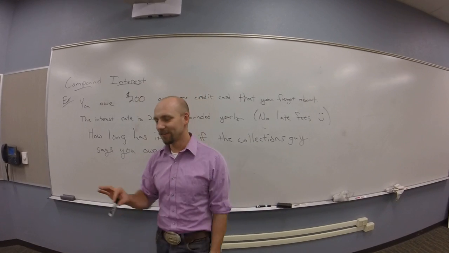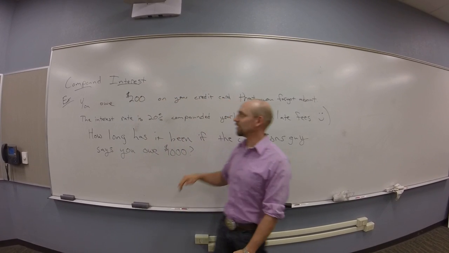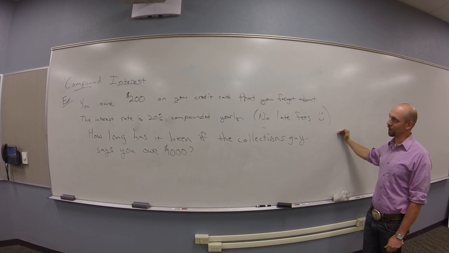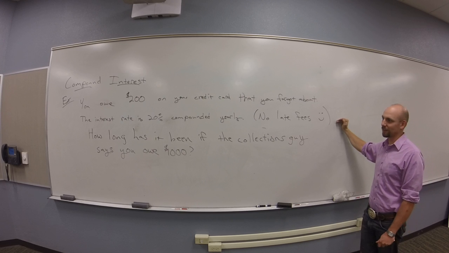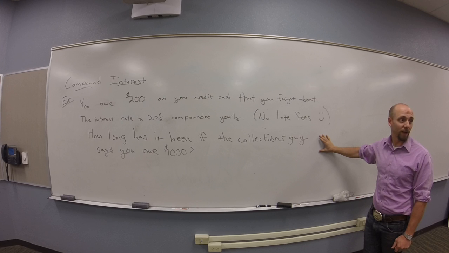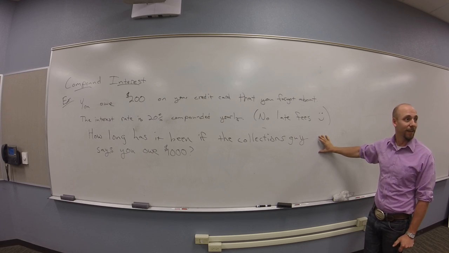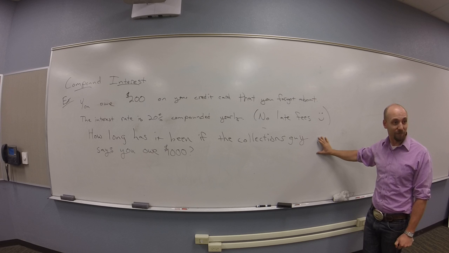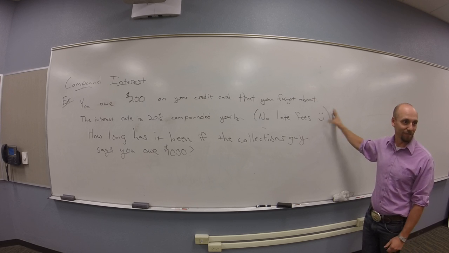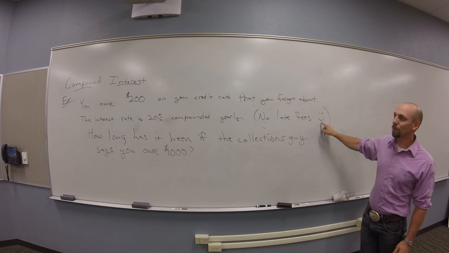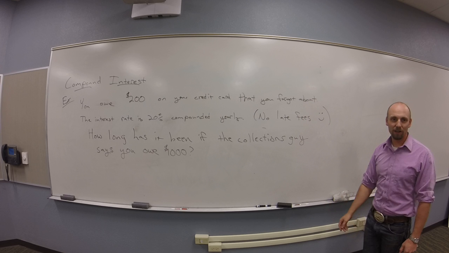All right, so let's try the reverse problem here. Same setup: we owe $200 on our credit card that we forgot about, at 20% yearly interest. Now the collection guy on the phone says, you owe $1,000 on this, and I'm thinking, how long has it been since I forgot about that credit card? We can figure it out, as long as there aren't any late fees. If there are late fees, you're totally hosed. So what am I asking here? What's my formula that's relevant?